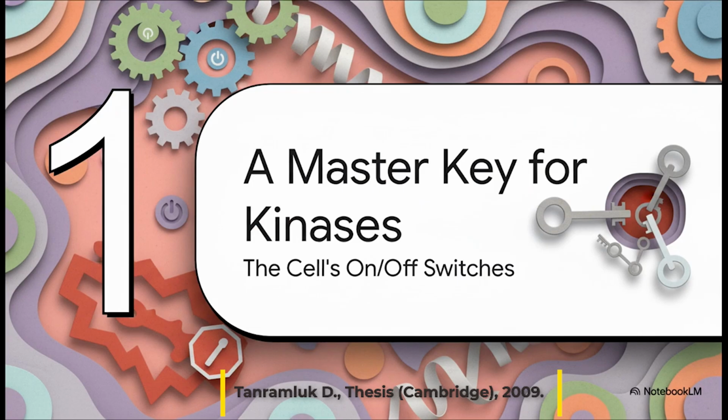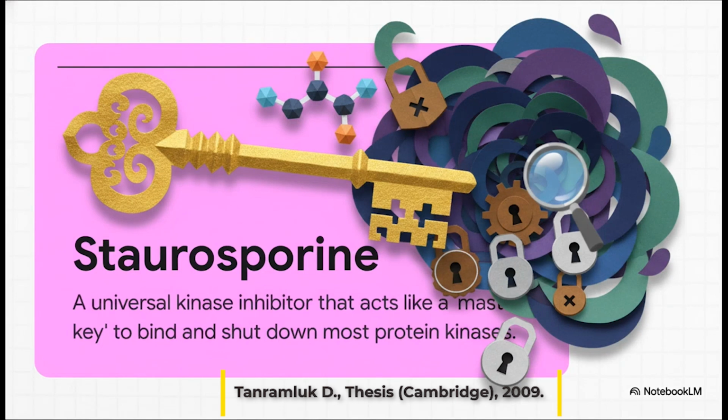So where do we even begin our investigation? Well, it starts with this huge, super important family of enzymes called protein kinases. Now, just think of these guys as the tiny little on-off switches inside every single one of our cells. I mean, they control pretty much everything: cell growth, metabolism, you name it. When the switches are working right, we're golden. But when they get stuck in the on position, that's when things can go really wrong, and it often leads to diseases like cancer. So to figure out how these switches work, scientists found this amazing molecule called staurosporine.